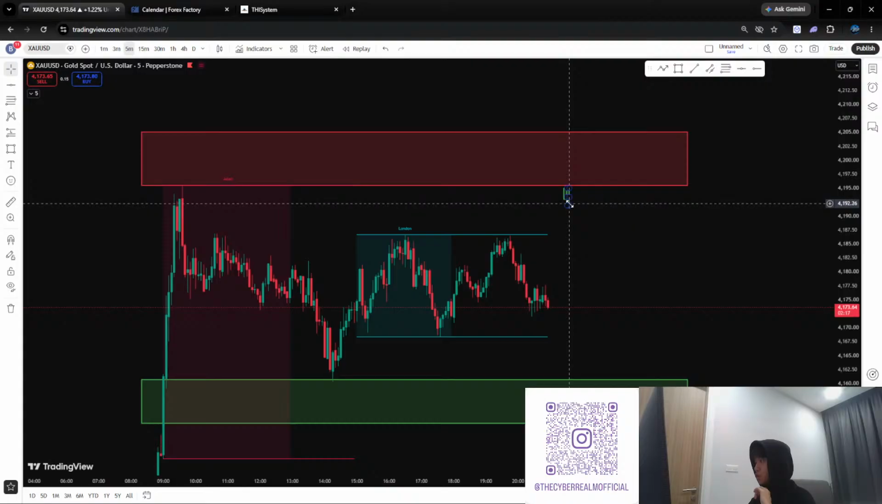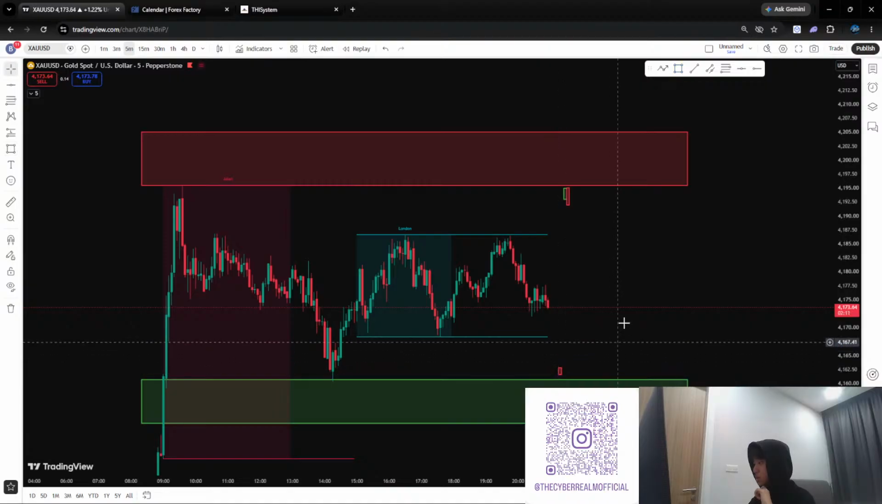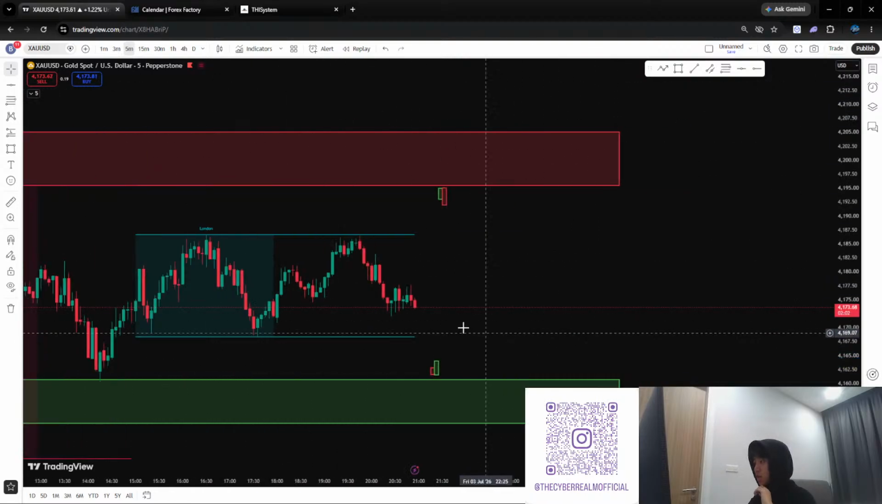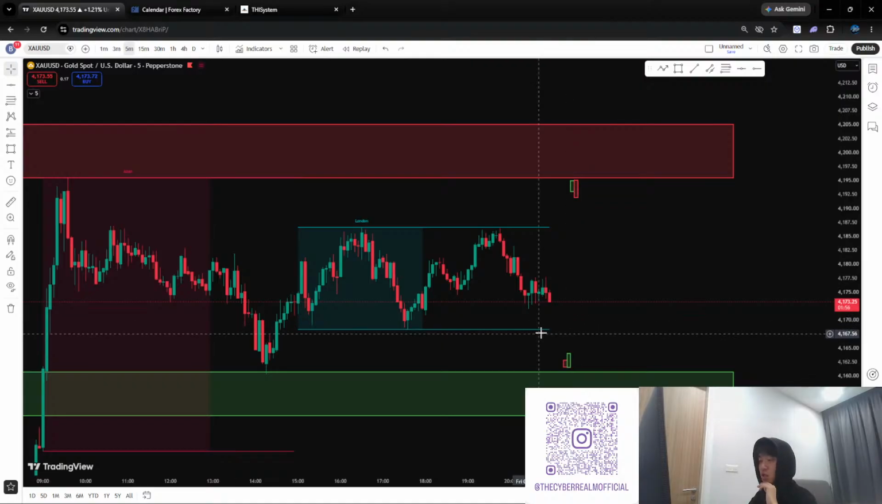So this one right here will be the sell engulfing, and then this one right here will be the buy engulfing. Once it reaches these areas, all you need to do is wait for an engulfing candle to appear on the 5-minute time frame. Then you guys can enter your trades.